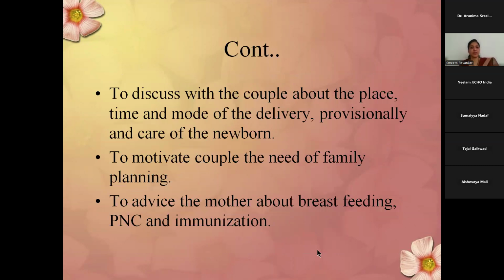Continue to discuss with the couple. So here it is not only the mother or the woman who is pregnant, obviously it is the husband also. So we have to discuss with the couple the place of delivery, time of delivery, and mode of delivery. Suppose she belongs to a high risk case, so it is very important that we explain the consequences of normal delivery as well as the pros of the cesarean section provisionally, and care of the newborn also. Also, to motivate the couple regarding the need of family planning, which is very important after the delivery of the baby.